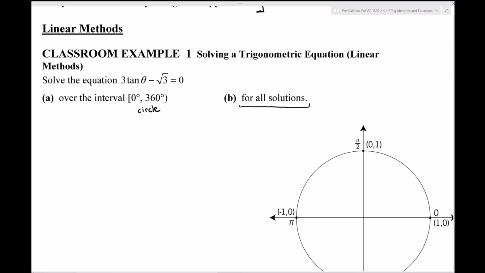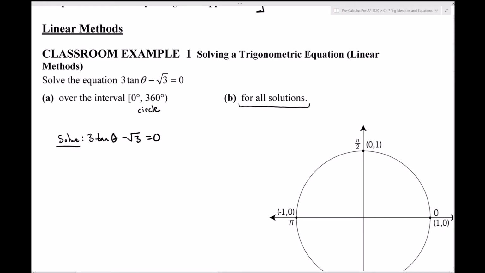Okay, so we'll try to figure out part A first, and then we'll try to figure out what they mean by part B, and if we can come up with a nice little concise way of representing those types of solutions. So for part A, over the interval of 0 to 360, I need to actually manipulate this equation first off. So the goal is to solve this equation: 3 tangent theta minus square root of 3 is equal to 0. So the goal is to solve this particular equation.